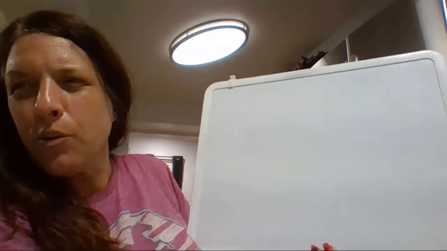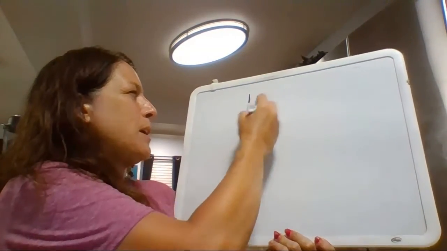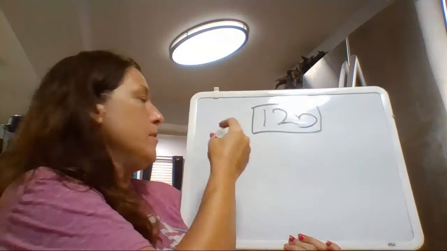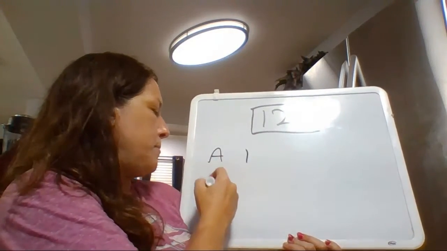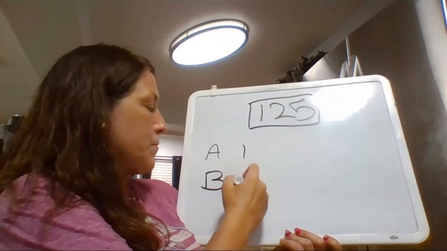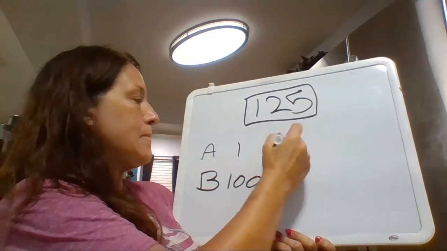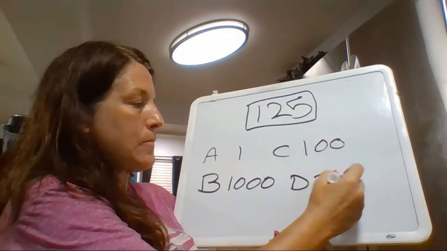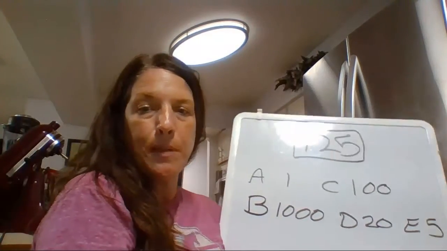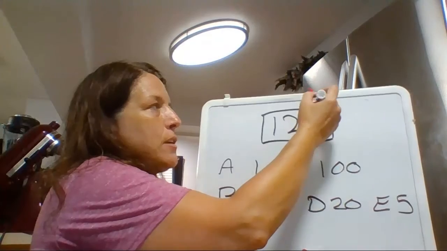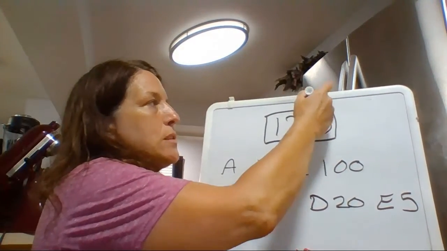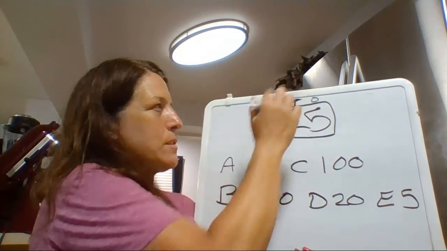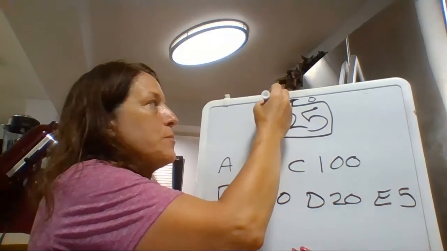Number 2, what is the value of the 1 in the number below? So it had a box and it had the number 125. Okay, now this is place value, boys and girls. Remember last year I drilled it into you that this was the ones place, this was the tens place, and what's this one? This one's the hundreds place.